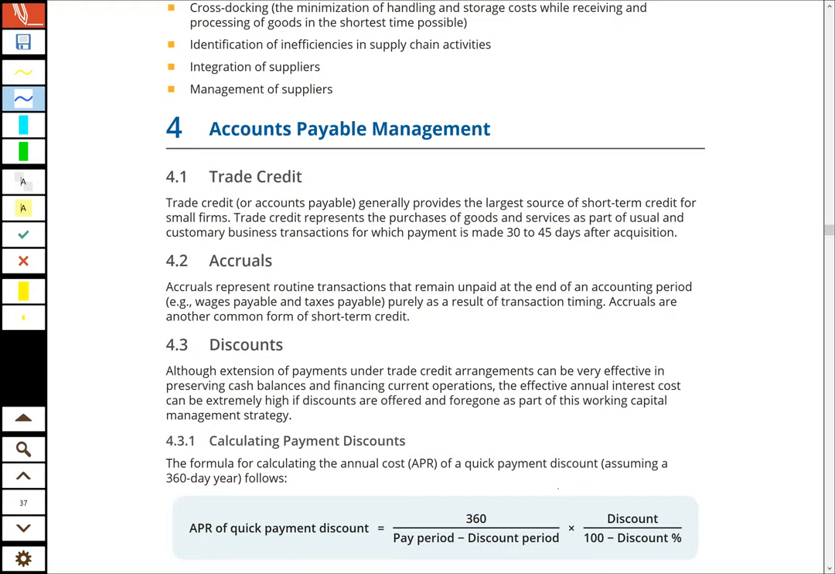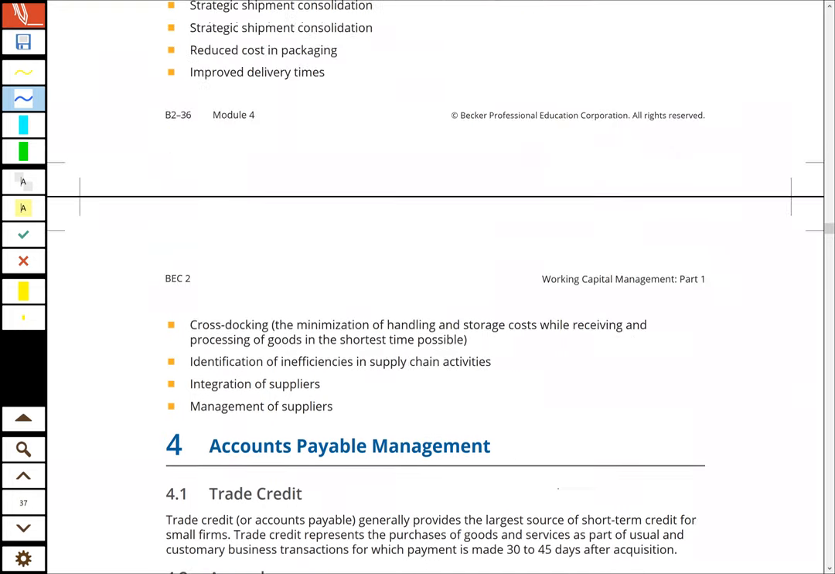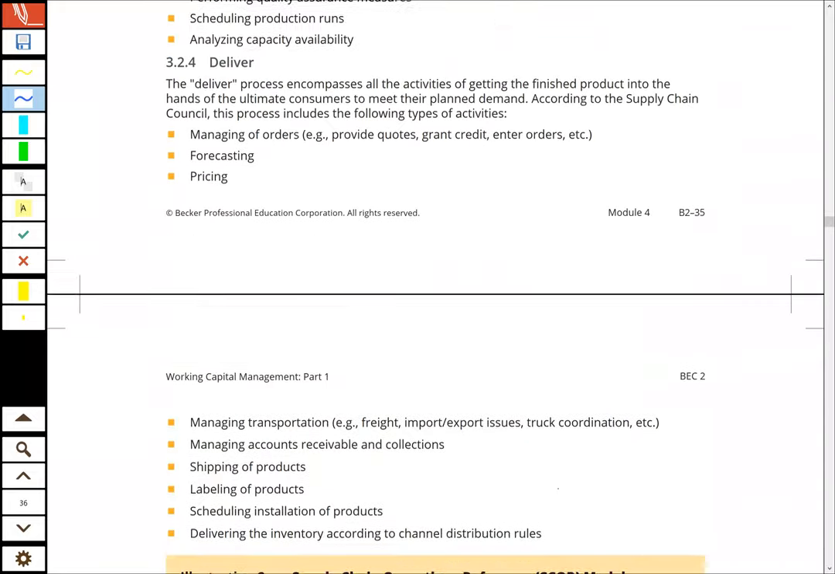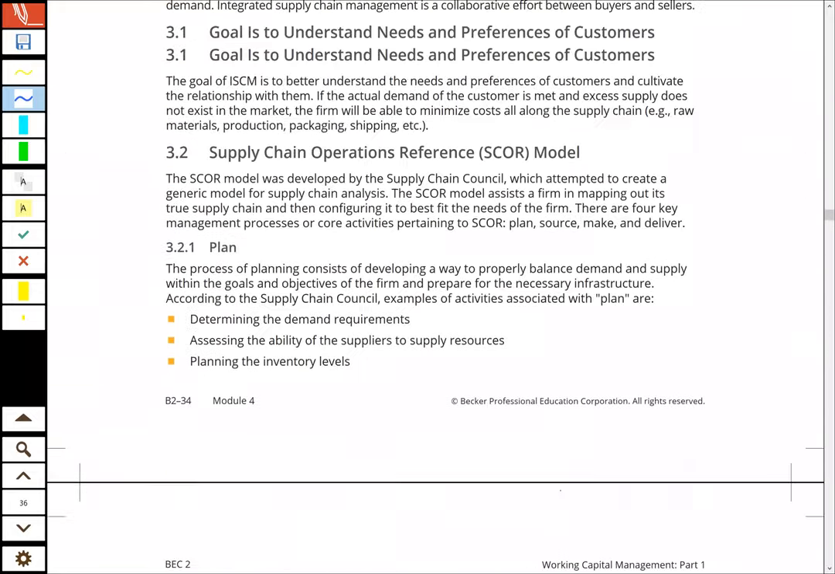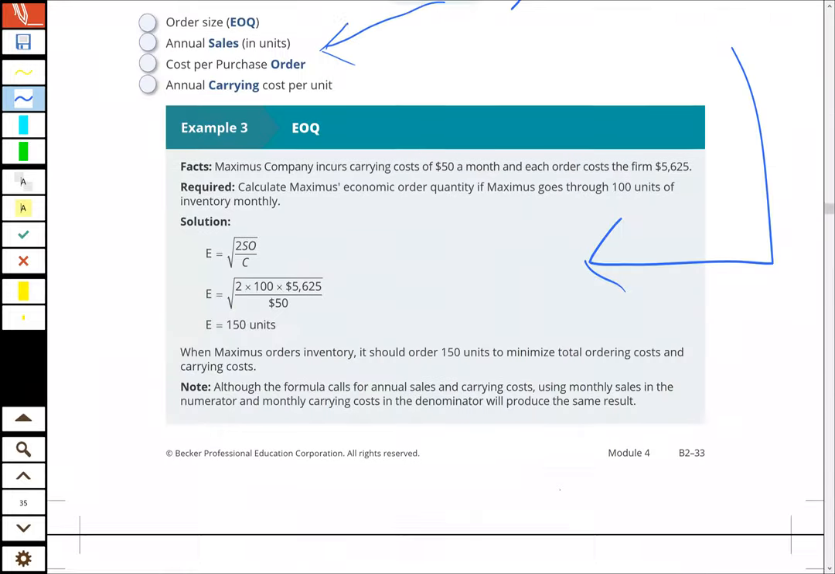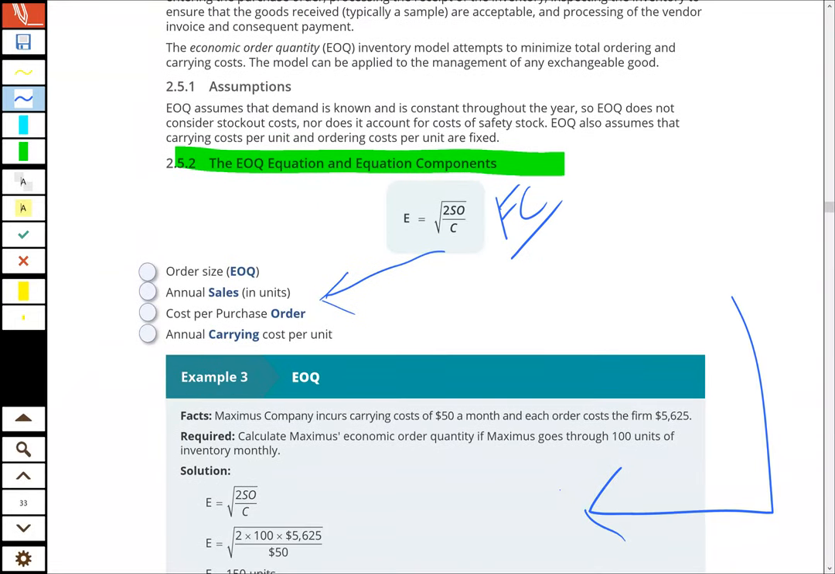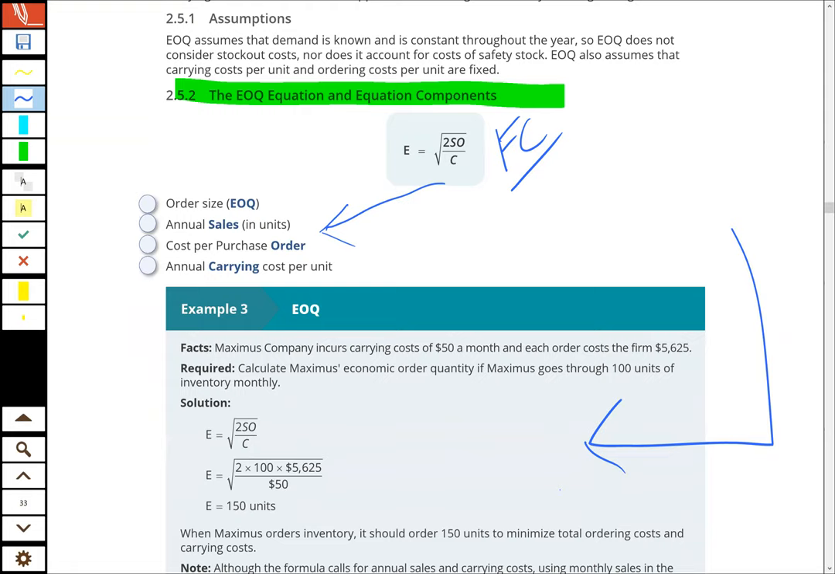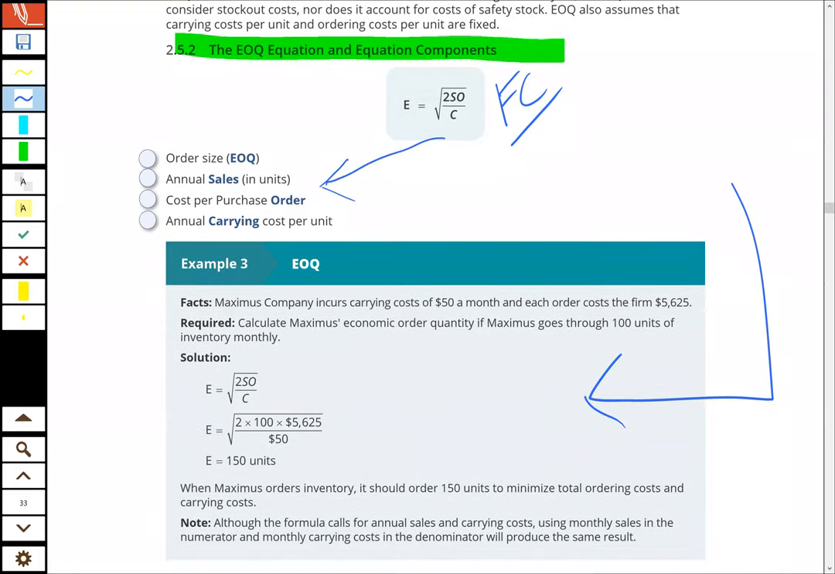I'm sorry, I do have a question. I'm looking at this formula, and it says annual sales in units, but what they're using in the answer actually goes through 100 units of inventory monthly. So I guess I'm a little confused about months and years.